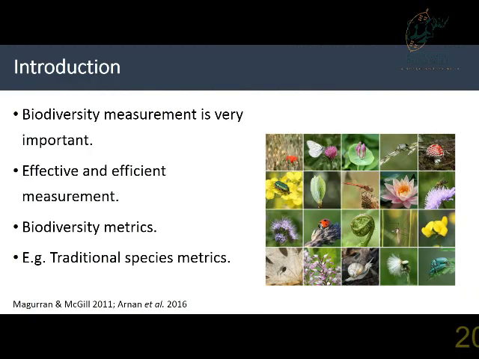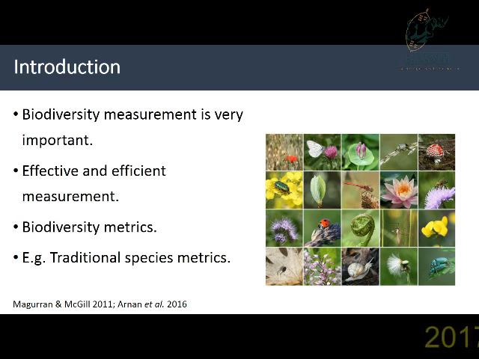In order to effectively conserve biodiversity, we need to be able to efficiently measure it, because you can't protect what you don't know and you can't know what you can't measure. So the conservation field, as we all know, suffers from a lack of time and resources for biodiversity measurements. Therefore, effectiveness is of utmost importance.